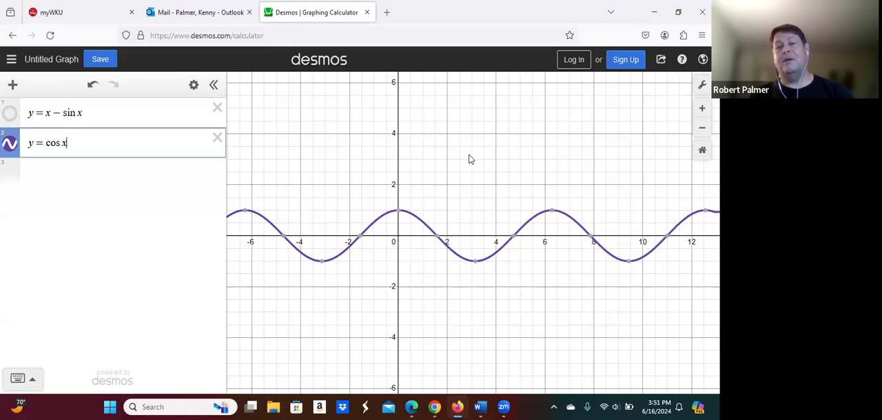So where cosine is equal to 1, that's 0, 2 pi, 4 pi, 6 pi, and so forth. Also -2 pi, -4 pi, and so forth. Okay.